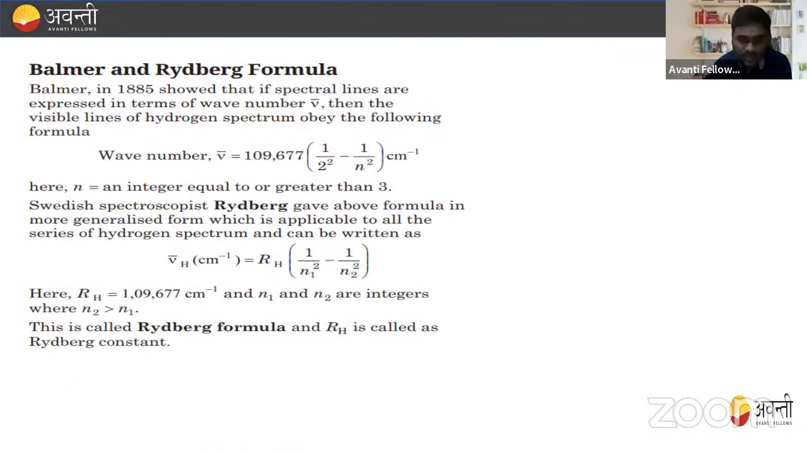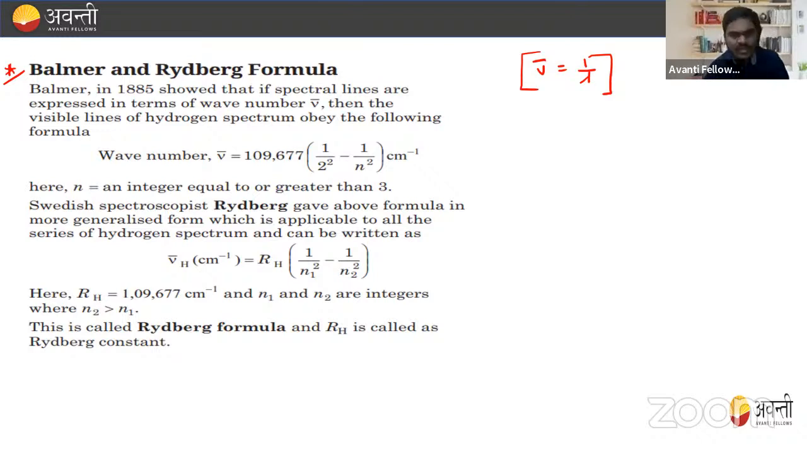Now, in this we get the very important formula, the Balmer and Rydberg formula, right? So what is this Balmer and Rydberg formula basically? In 1885, Balmer showed that if the spectral lines are expressed in terms of wave number, then the visible lines of the hydrogen spectrum obey the following formula. The wave number, v bar, is also defined as 1 upon lambda, right? So wave number is nothing but 1 upon wavelength. It is equal to 1.09677 times 1 upon 2 square minus 1 upon n square.